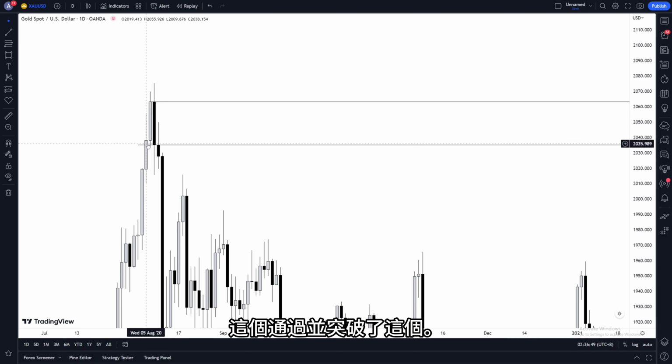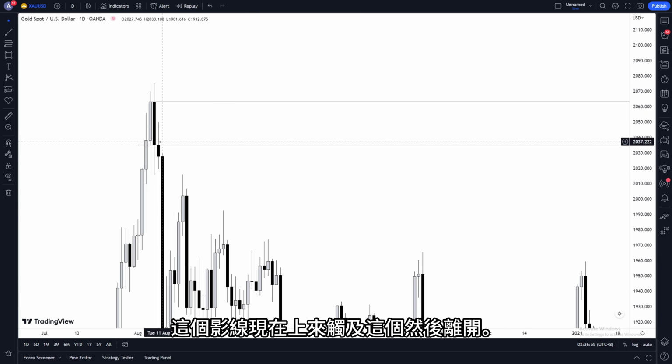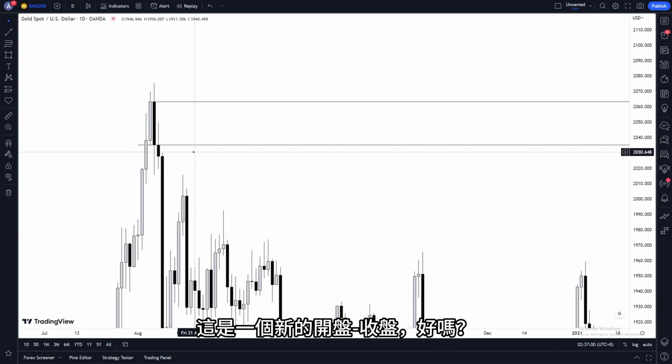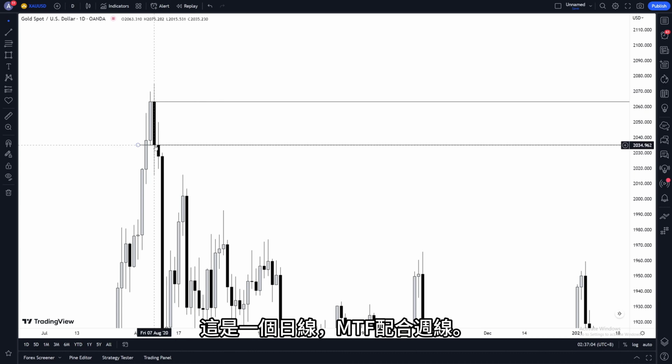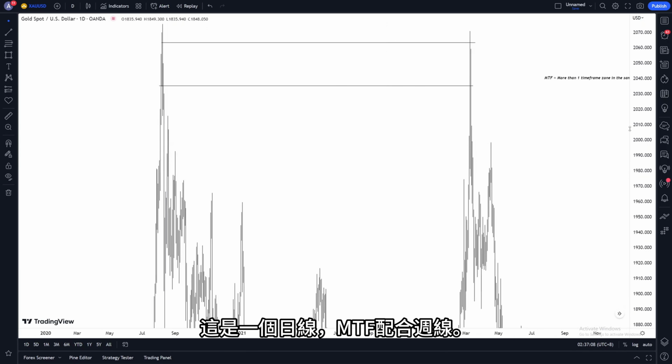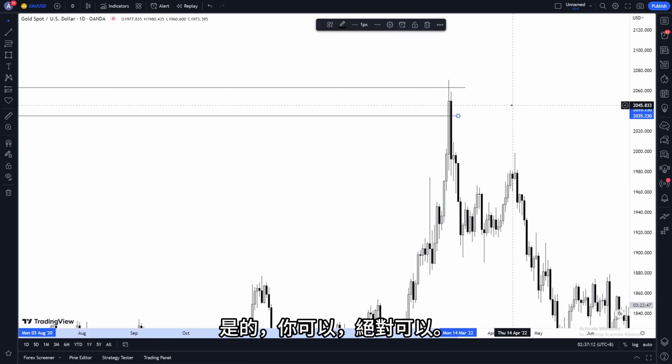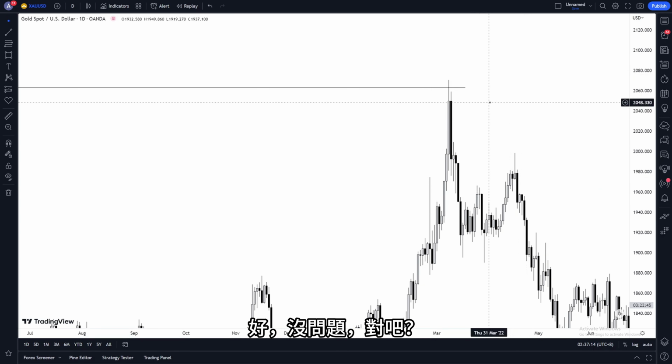This wick, see this black one here? Pay attention. It breaks. This wick now comes up and touches this and went off. But here we created a sell, sell. This is a new open close. This is a daily MTF with a weekly. And yes, you can have H4, H1, whatever as well. Absolutely. In this case, it didn't work out. Okay, cool, no problem. I'm just trying to show you guys an example of what I'm trying to say.